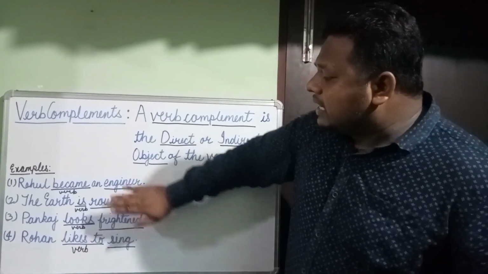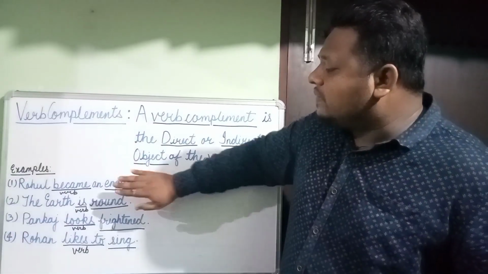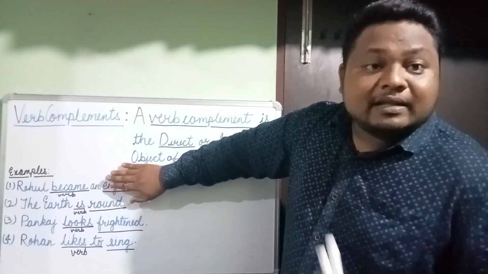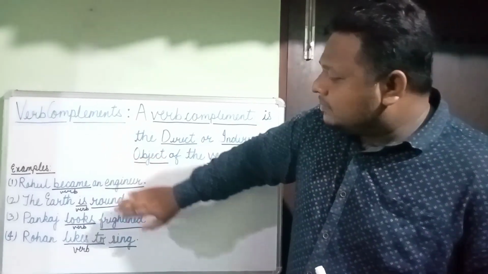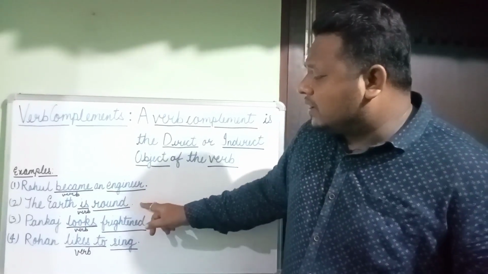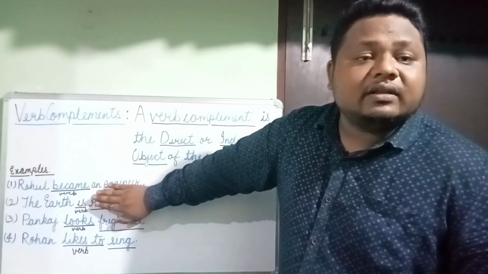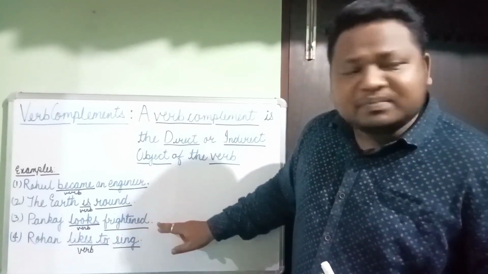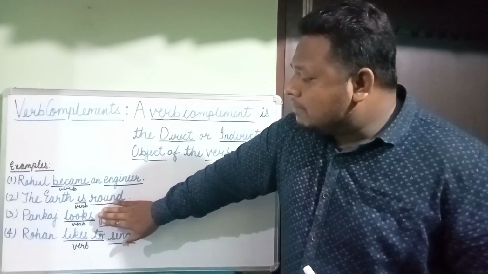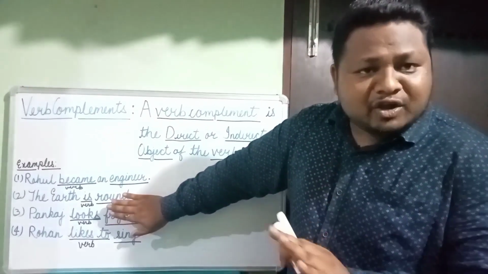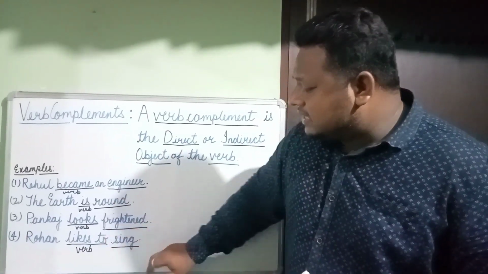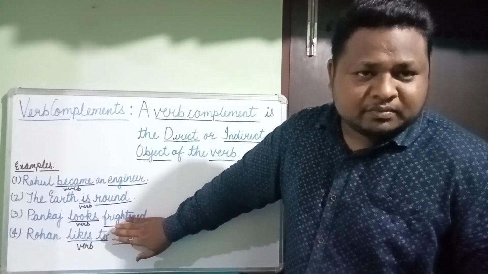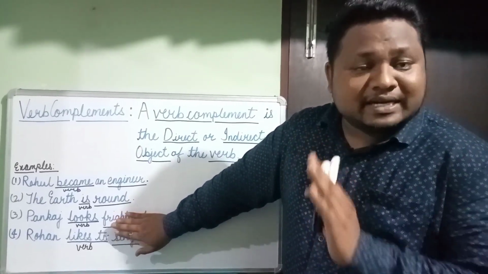If I remove engineer from the first sentence, then the sentence will be Rahul became an. The meaning of the sentence is not complete. In the second sentence, if I remove the word round, then the sentence will be the earth is. Again, the meaning of the sentence is not clear. Now from the third sentence, if I remove the word frightened, then the sentence will be Pankaj looks. Again, the meaning of the sentence is not clear. From the fourth sentence, if I remove the word sing, then the sentence will be Rohan likes to. Again, the meaning of the sentence is not complete.